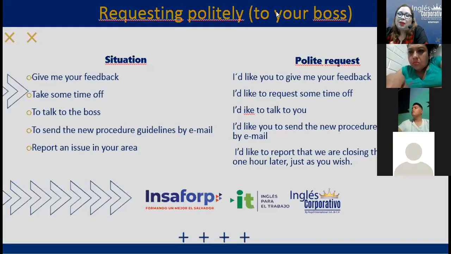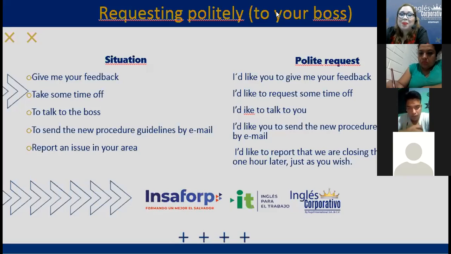For example, si yo tuviera una situación tal como que yo quisiera que mi jefe me diera como una revisión en algo y que me dijera de regreso qué está bien y qué está mal, eso es un feedback, okay? So if I want that my boss gives me a feedback on something, mi polite request hacia mi jefe puede ser, I'd like you to give me your feedback. No le voy a ir a decir, I want you to give me. No, I'd like you to give me your feedback, please, right?